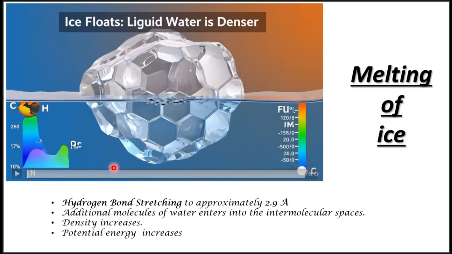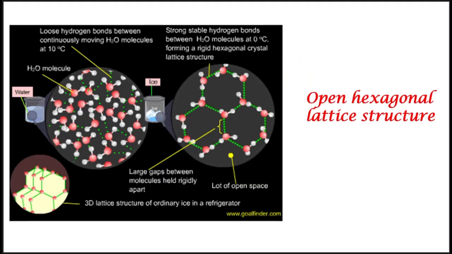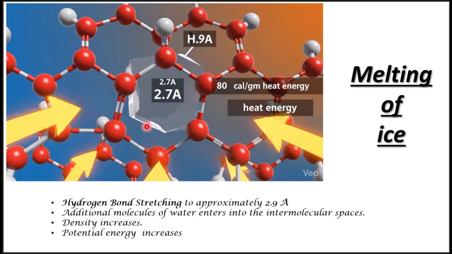The next change is that you can see the cages. This is the structure of ice. It is closely packed. So during melting, the hydrogen bond breaks, and due to this breakage, the neighboring free water molecules can enter this space. Additional water molecules enter the intermolecular space. There will be some space, and the water molecules enter that space.